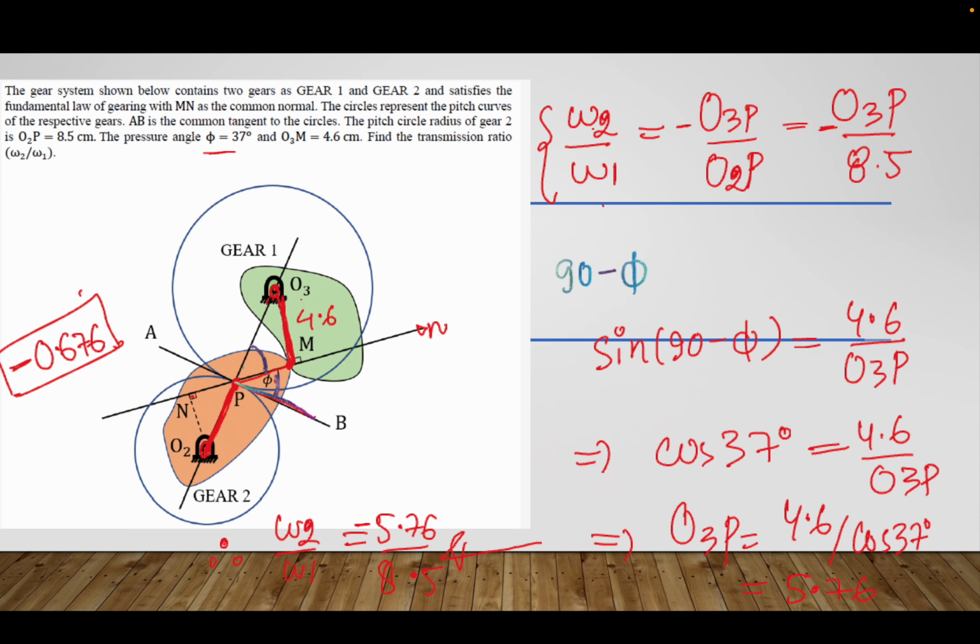Now we go to the next question. Okay, so we have been shown a gear system here. Okay, we have a gear 2 and a gear 1, and it satisfies the fundamental law of gearing. Okay.